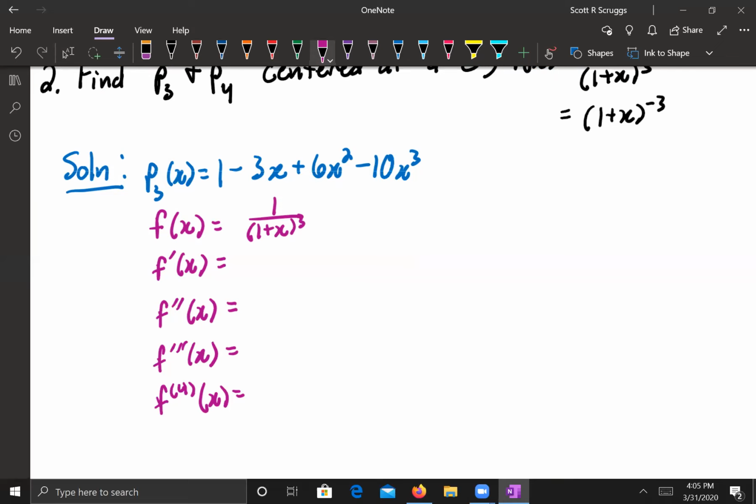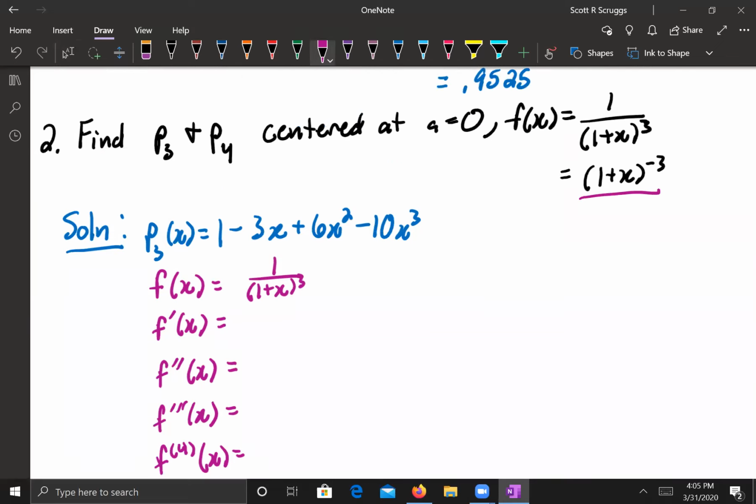Good. Like I said, leaving it at form. And now we could do essentially power rule with the chain rule with the power rule. Get -3, 1 plus x to the -4th power.